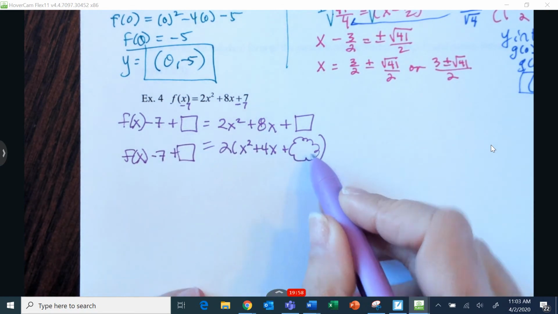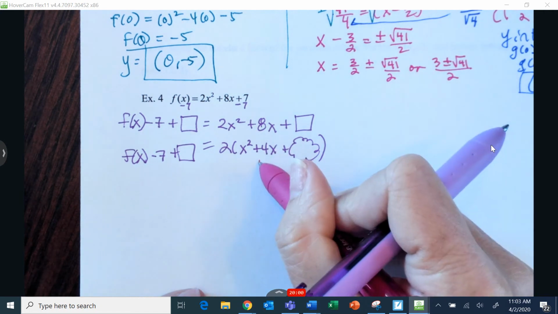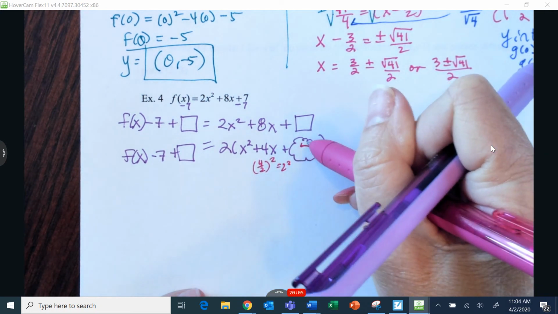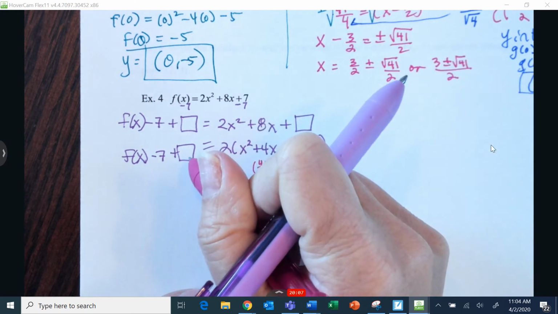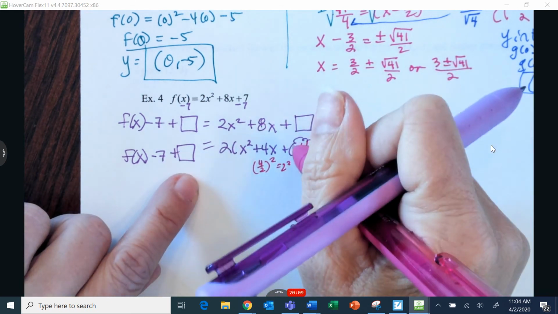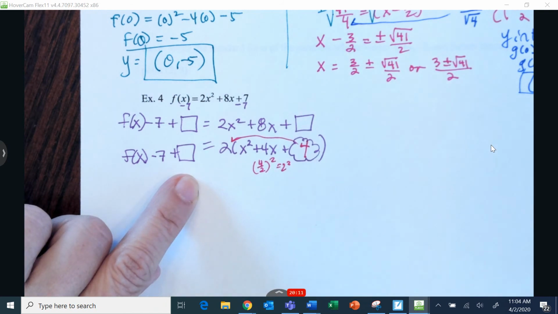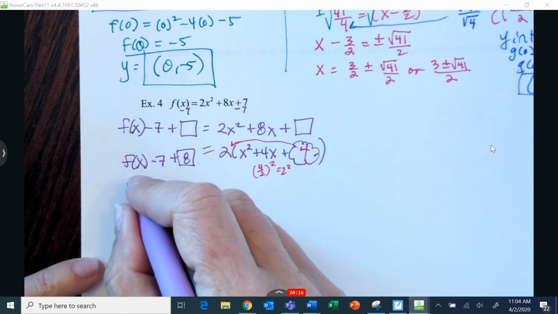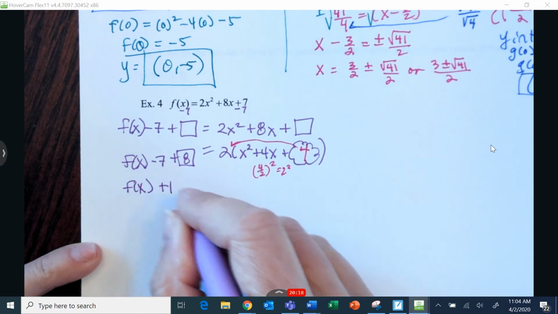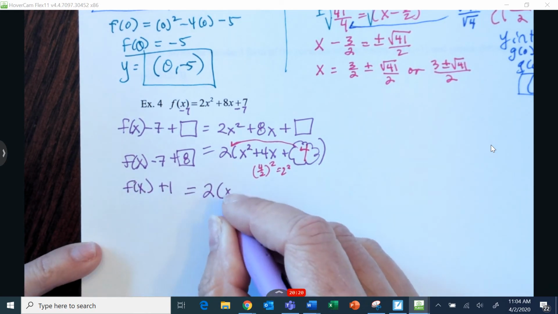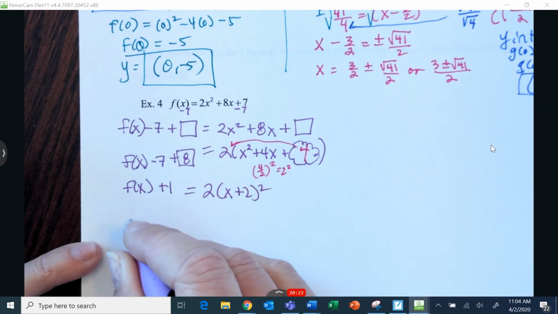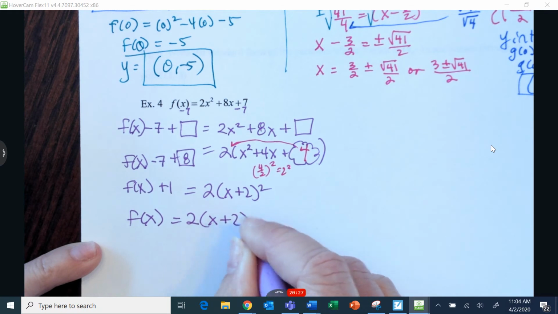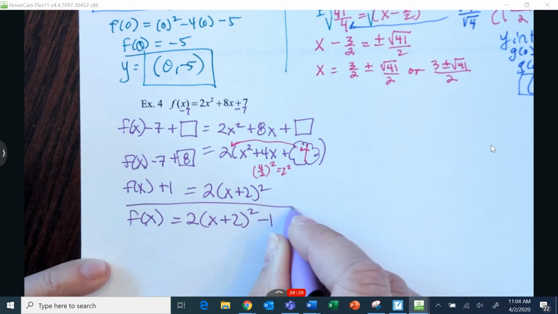So what goes in here? We're going to take 4 divided by 2 squared, so 2 squared is 4. But 4 does not go over here because these are two different symbols. I have to take 4 times 2, so 8 is what goes on the other side. F of x plus 1 equals 2 parenthesis x plus 2 squared. So f of x equals 2 times x plus 2 squared minus 1 is the vertex form.